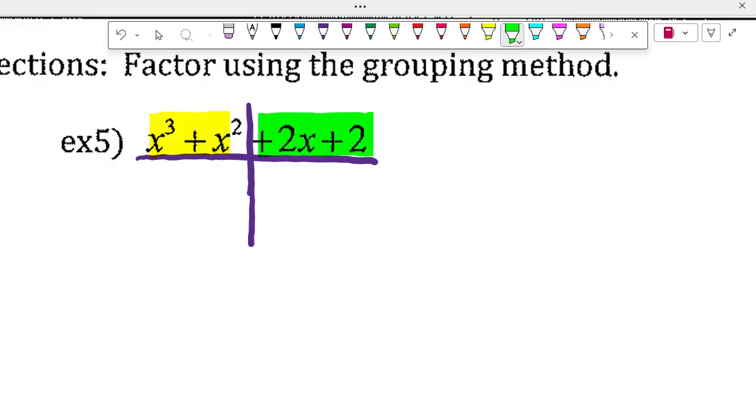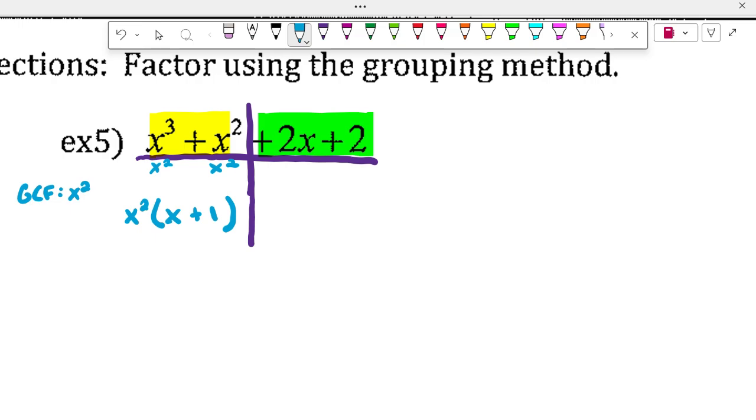What is the GCF of the first group? X squared, good. So I'm going to divide both of these by x squared. That's why I drew the line. So I have x squared times, what's x cubed divided by x squared? X. X squared divided by x squared? 1. So plus 1.